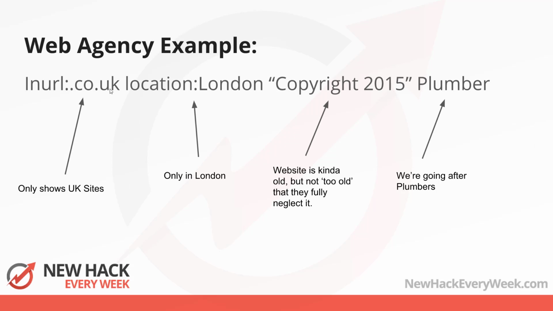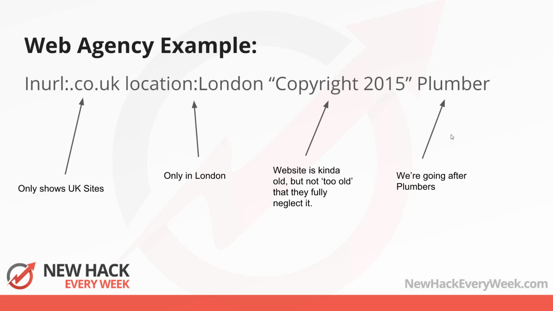So in URL .co.uk, I'll just punch this whole string into Google. That's only going to show websites that are in the UK. Location, London. So we're getting even more specific. You might think that's a little bit redundant. It might be, but there's no harm in stacking this stuff together. Then this is the interesting part. Copyright 2015. It means their website hasn't been updated in a little while. So the website's kind of old, but it's not too old that they're fully neglected. If they haven't updated their website since 2009, odds are they're either out of business or they just really do not see the value in a website. So that's obviously not going to be a good lead.